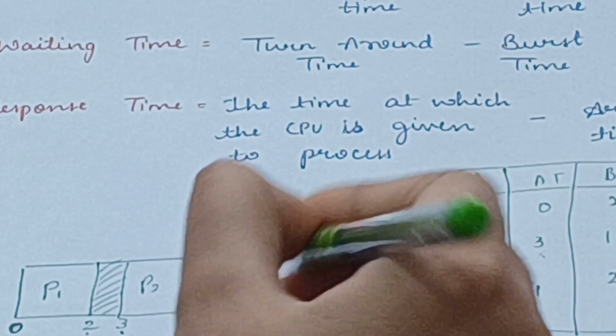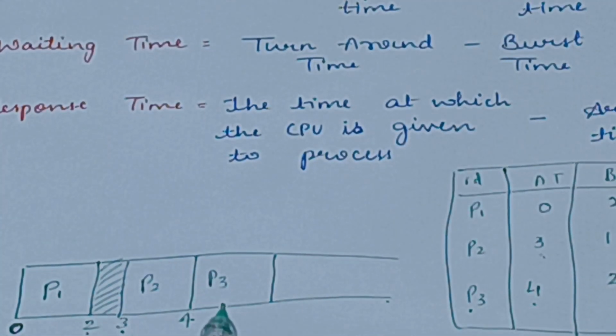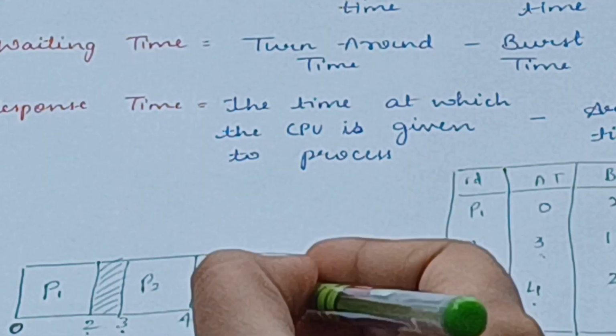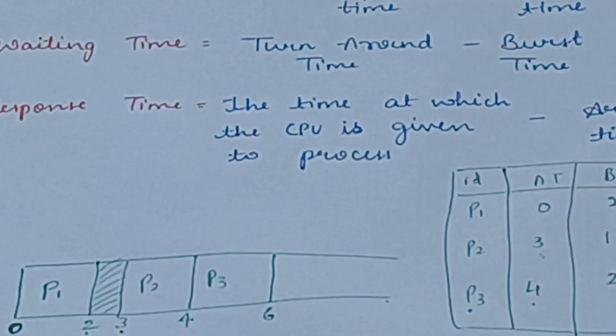So the Gantt chart can be the representation of your running state, showing how all of it is getting done. P3 will enter at 4 seconds, and its burst time is 2 seconds, so it will get executed for 2 seconds. This is how the Gantt chart representation is.